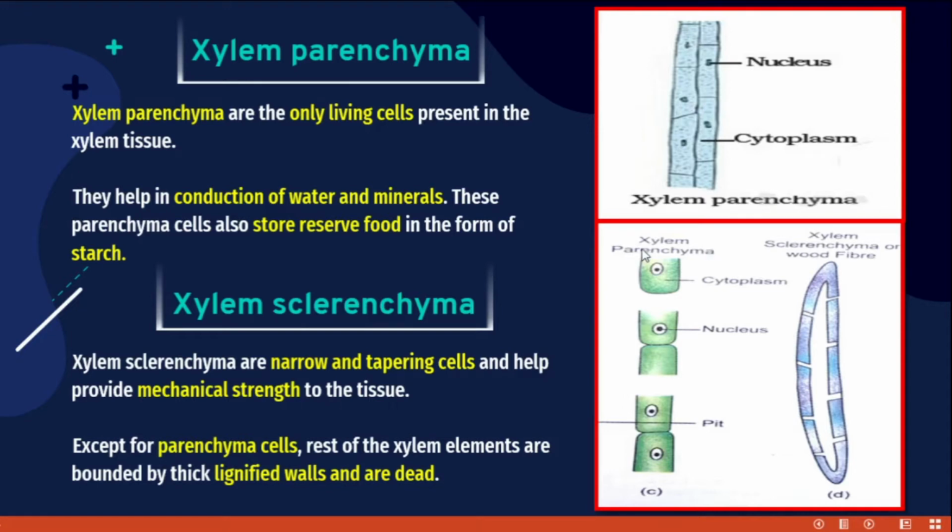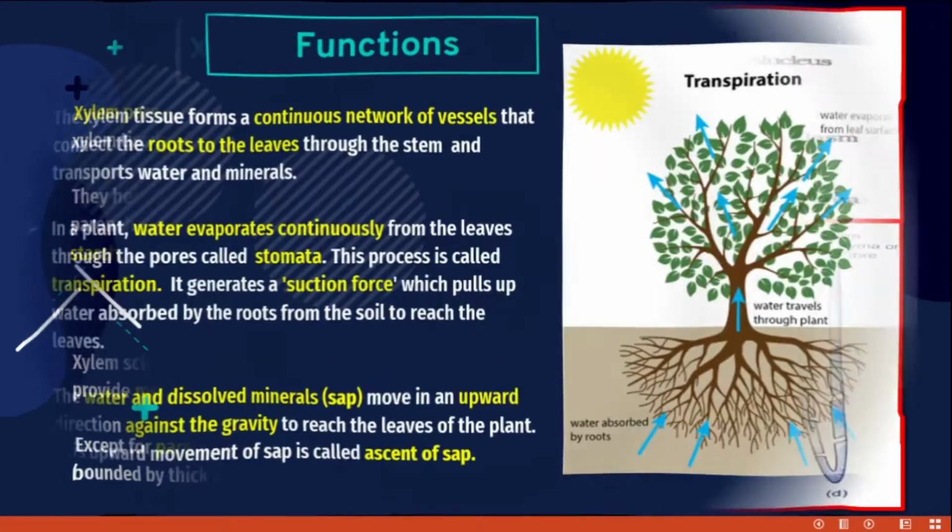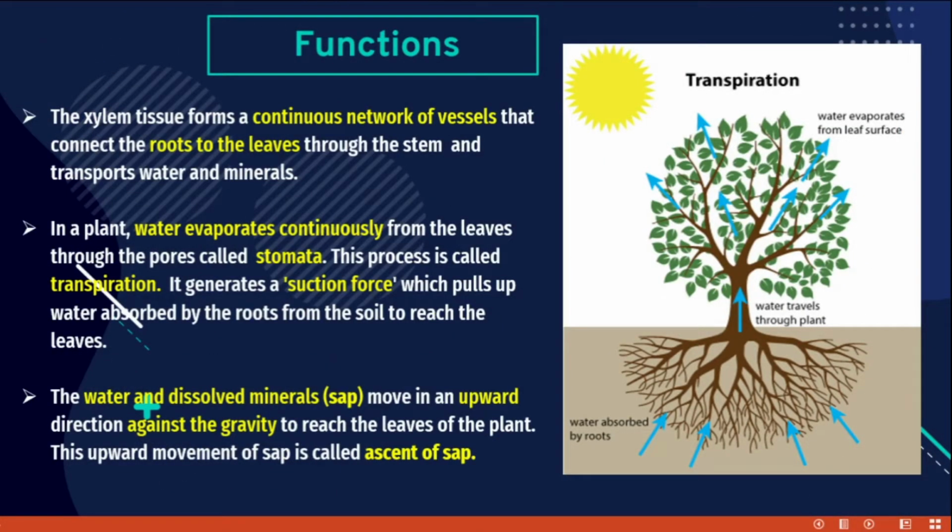Next, xylem sclerenchyma. See here, xylem sclerenchyma have narrow and tapering ends and help provide mechanical support to the tissue. Basically, all these four cells give mechanical support. Here, xylem parenchyma are the only living cells, all others are dead cells.